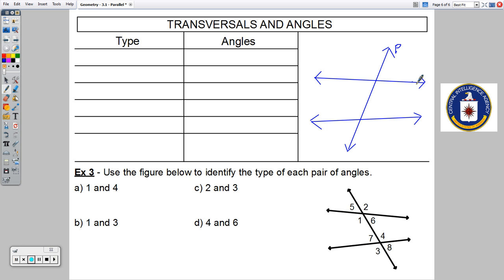So let's call this P. Let's call this line Q. Let's call this line R. And so we're saying in this picture we have transversal P.